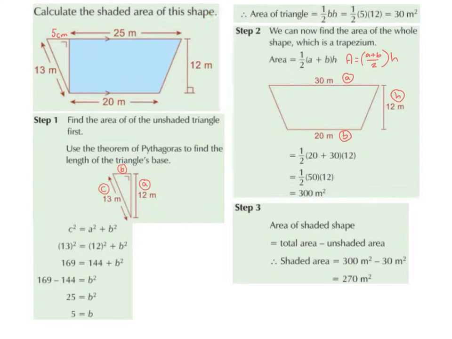Calculate the shaded area of this shape. So we're trying to figure out the area of this blue section on the inside. So step 1, find the area of the unshaded triangle first.